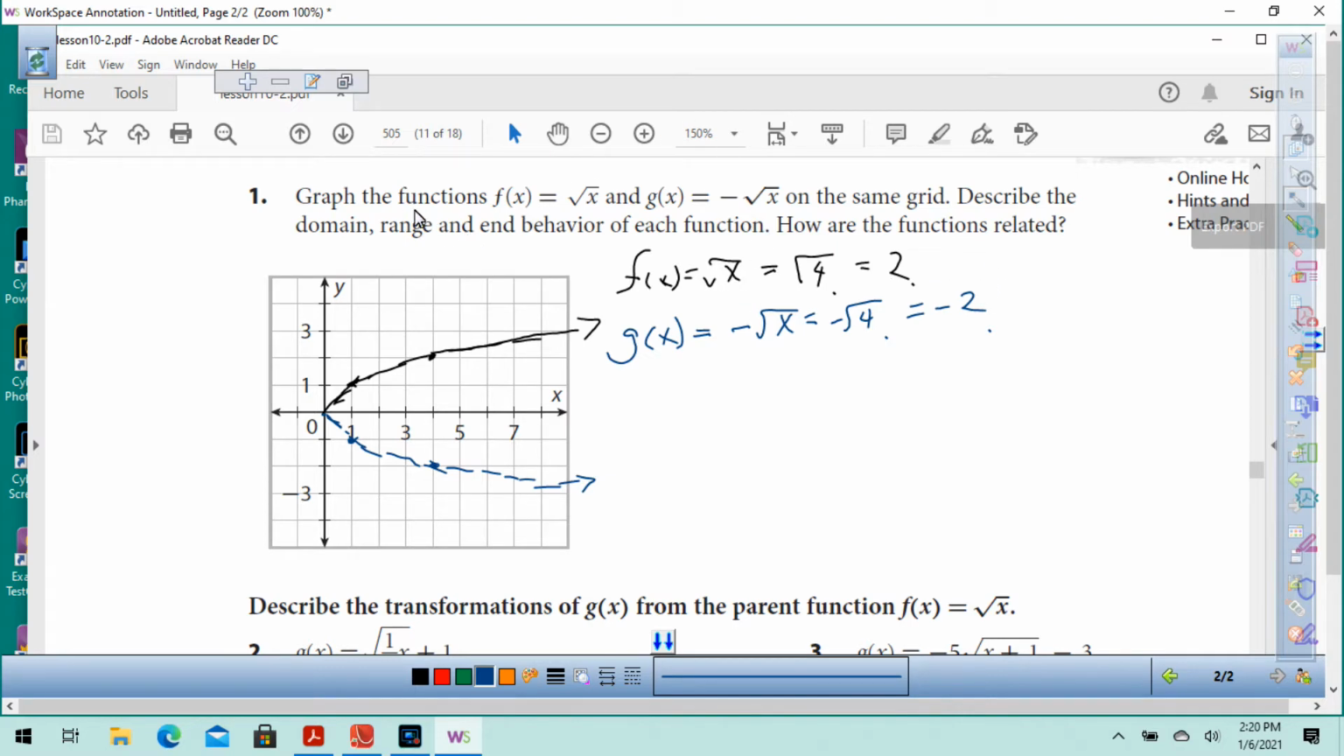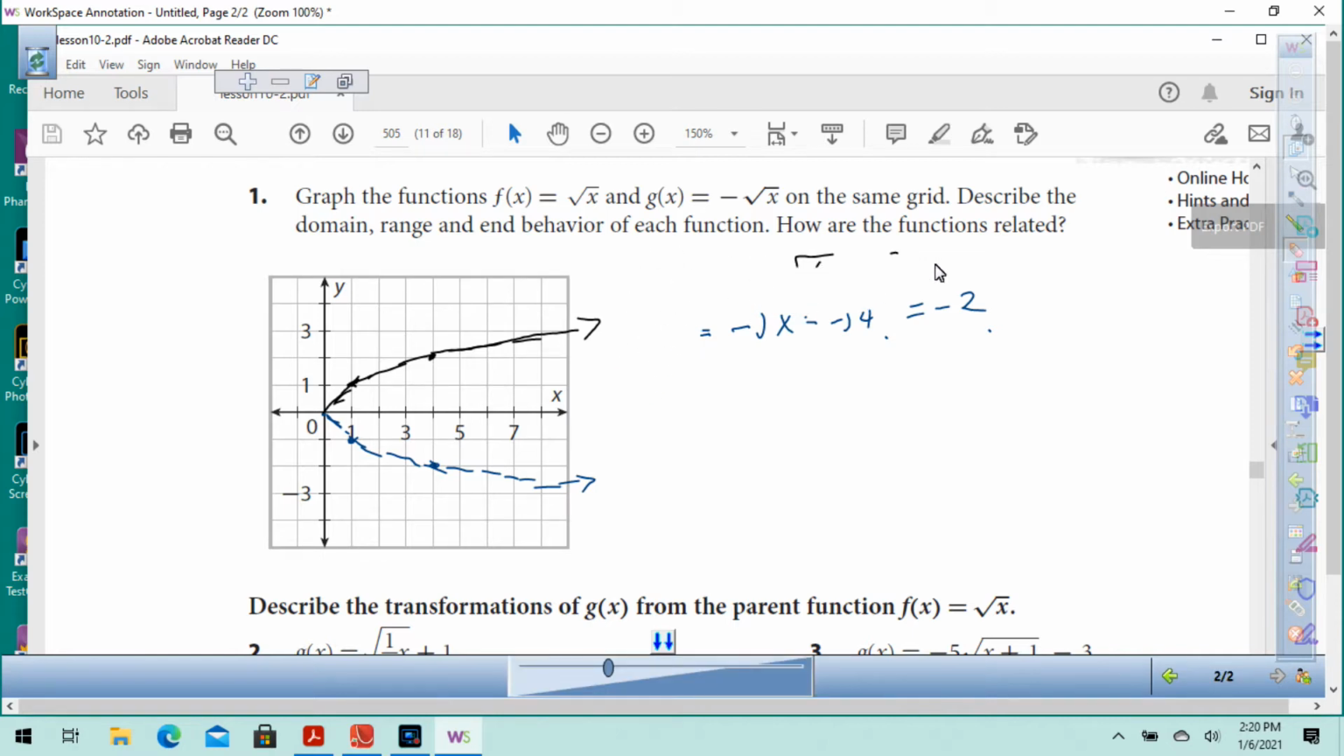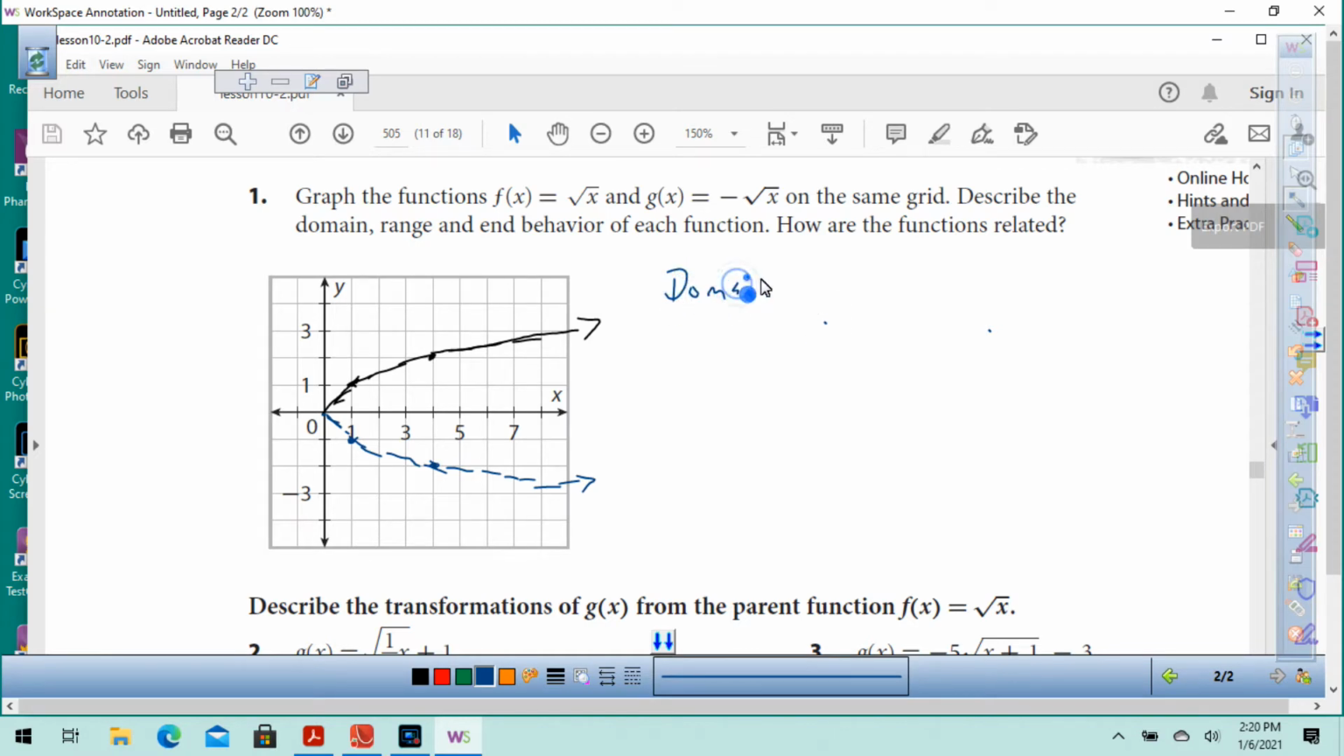So what do we got? If you'll notice, g of x is f of x reflected over the x-axis. All right. So I'm going to erase this right here. So what is the domain? Domain. And then I'm going to put f of x here, and I'm going to put g of x here. All right, so what's the domain for f of x? Well, it's going to be x such that x is greater than or equal to 0.